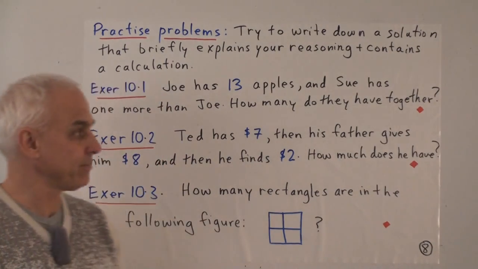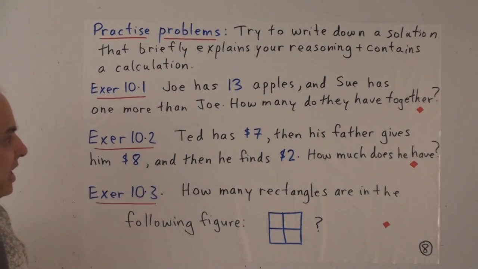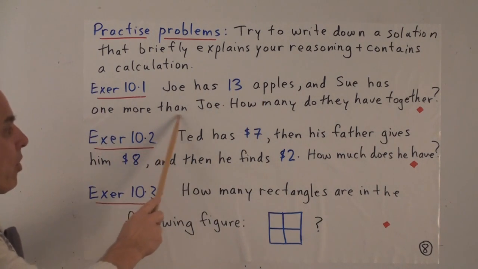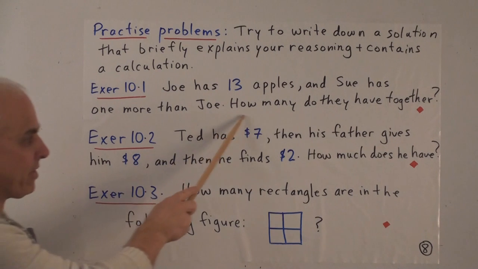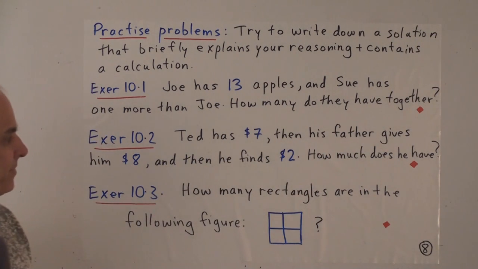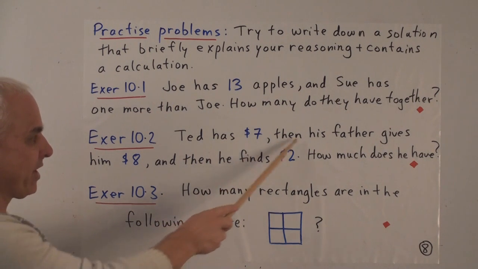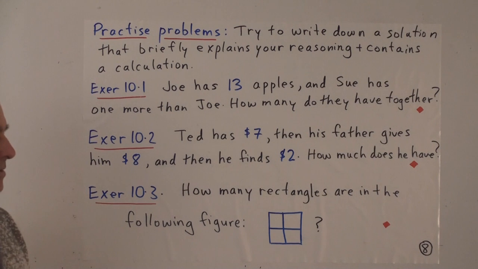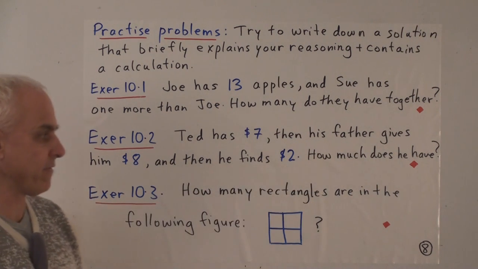And preferably your solution should be a grammatically correct sentence, beginning with a capital letter, ending with a period, reasonable grammar inside. First exercise, Joe has 13 apples and Sue has 1 more than Joe. How many do they have altogether? Question 2. Ted has $7, then his father gives him $8, then he finds $2. How much does he have?